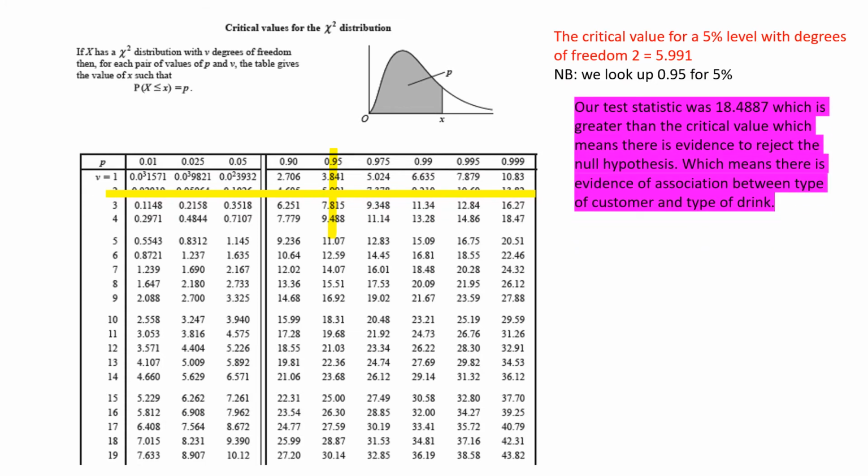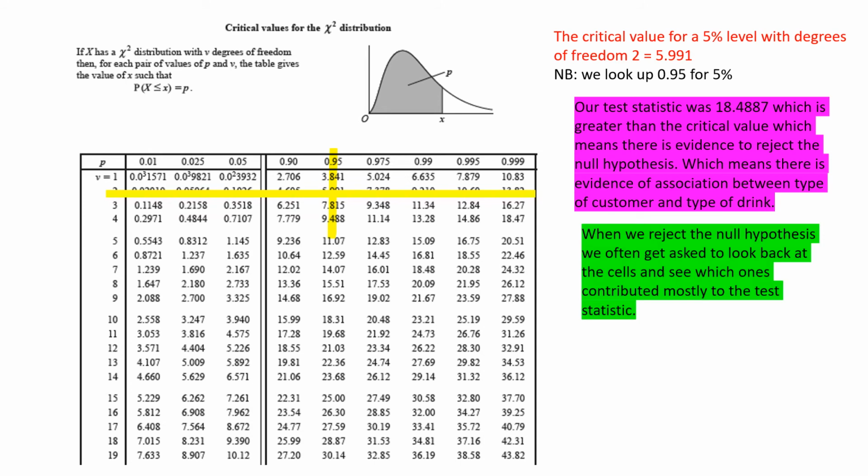Our test statistic was 18.4887, greater than the critical value, which means there's evidence to reject H0, the null hypothesis, which means there is evidence of association between type of customer and type of drink. Okay, so if you think about it logically, the discrepancies overall between the observed and expected added up to way more than what was going to be allowed. So therefore, we say no, there is some association going on here.